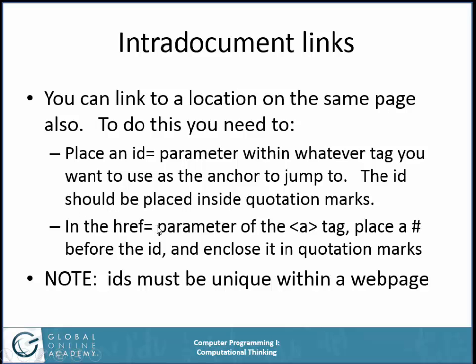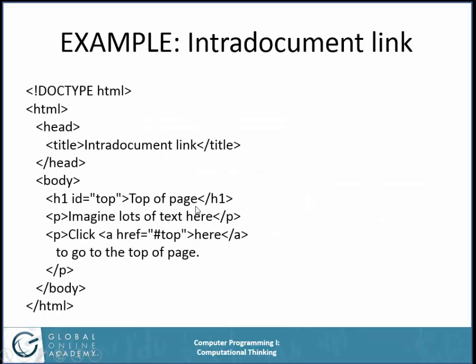Then in the href equals parameter of the A tag, place a pound sign before the ID and enclose it in quotation marks. That says whenever you get href equals quote pound something quote, it says find this anchor on the page that I'm on right now and jump back to that. Note, IDs have to be unique within a web page. You can't use the same ID twice. So here's an example. Here's my entire HTML file.